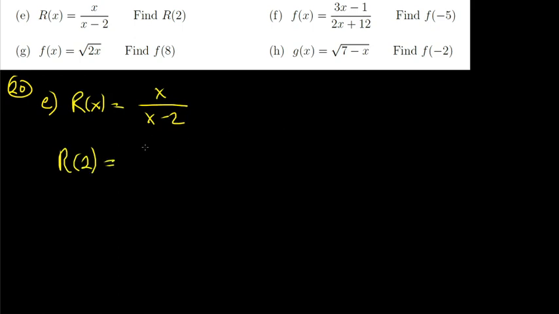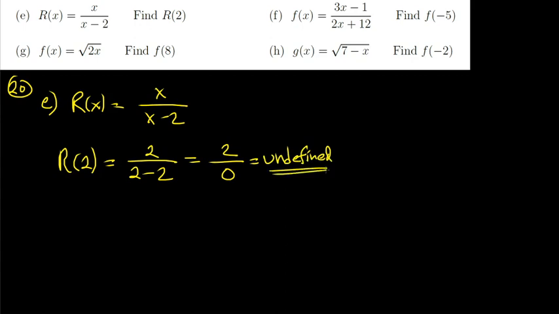Everywhere you see an x, change it to the number 2. So we have 2 in the numerator, and 2 minus 2 is 0. 2 divided by 0 is not 0. In fact, it's not even a number. It's undefined. There is no such thing as 2 divided by 0. So the answer I would write officially is undefined. That's the way we describe something that's not a number. You can also say no answer, or there is no such number.